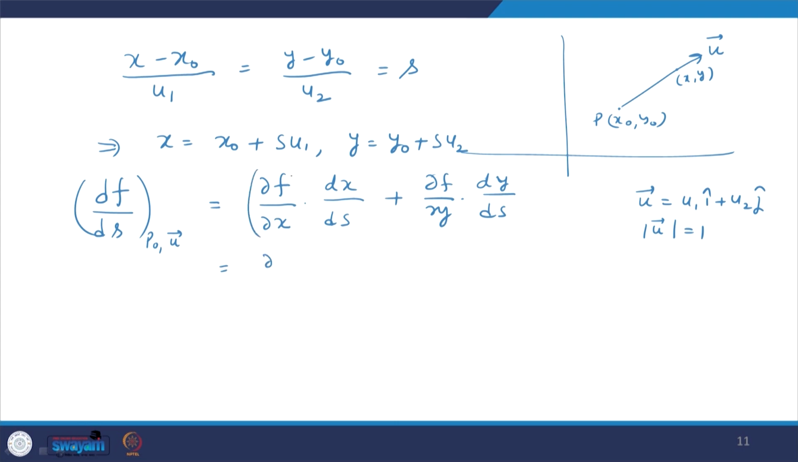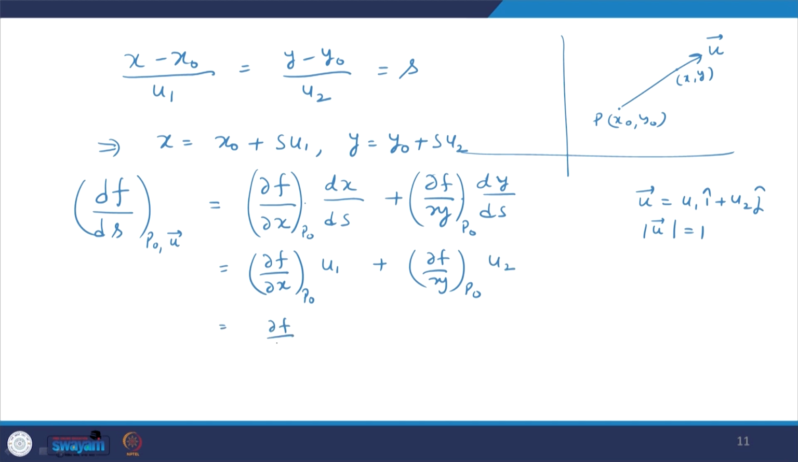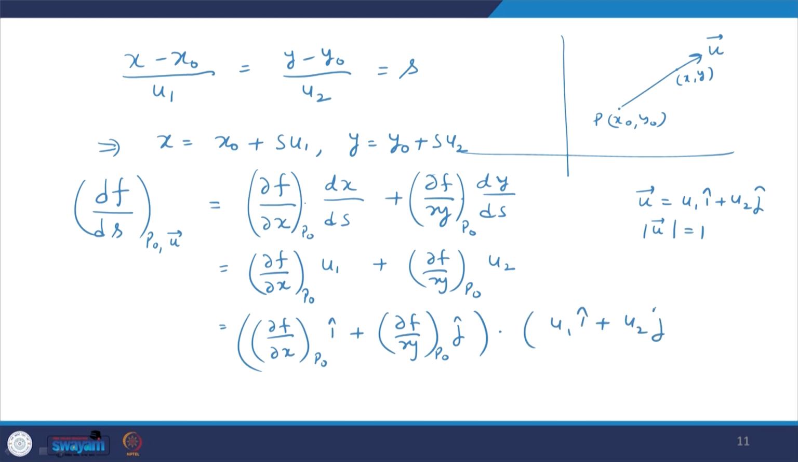Now, you leave del f upon del x as it is. This is at the point p naught. So, this is del f upon del x at p naught, and dx upon ds from this equation is u1, plus del f upon del y at p naught, and dy upon ds from here is u2. So, this is nothing but del f upon del x at p naught i cap plus del f upon del y at p naught j cap, dot with u1 i cap plus u2 j cap. It is nothing but the dot product of these two vectors: the gradient of f at p naught, and the u vector.